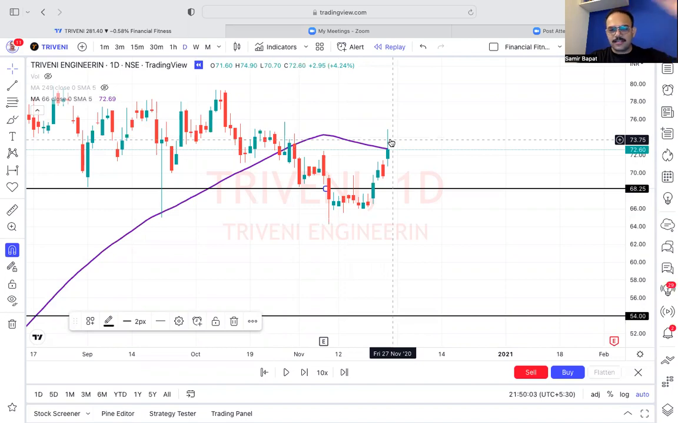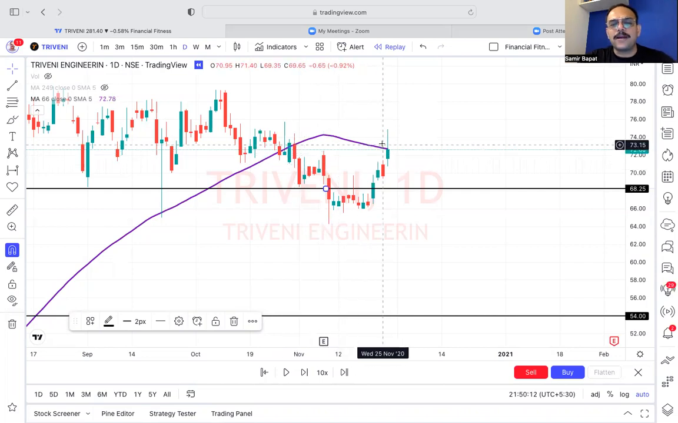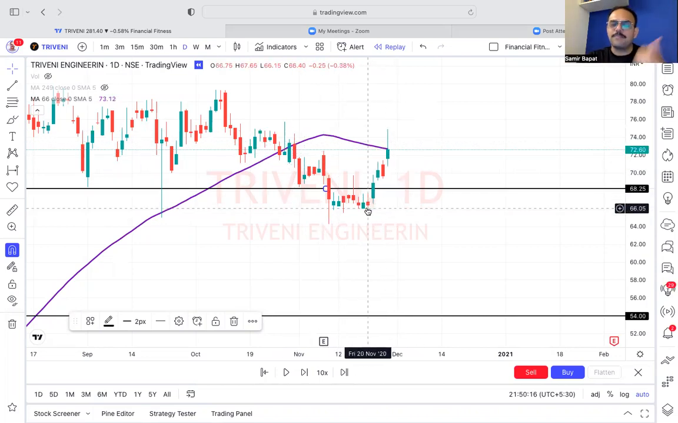You can even exit. Okay. You can even exit when it is going down. Exit kar do, chhod do. Then don't enter. Wait for it to go up again, then enter. Then again your stop loss is this V shape.